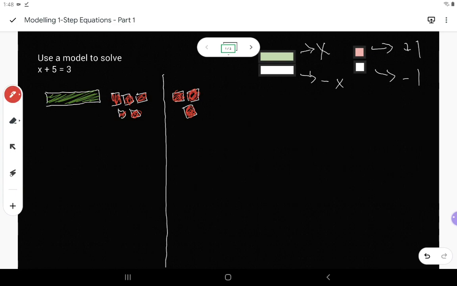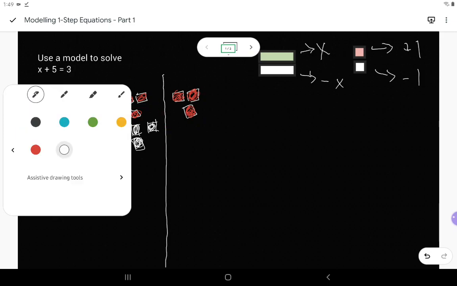And we're going to cancel them out using zero pairs, right? That whole idea of a zero pair. So if I have 5 positives, I'm going to counteract that or get rid of the 5 positives simply by adding in 5 negatives. So if I add in those 5 negative 1 tiles, now I have 5 positives, and I also have 5 negatives. These guys here will create a zero pair.